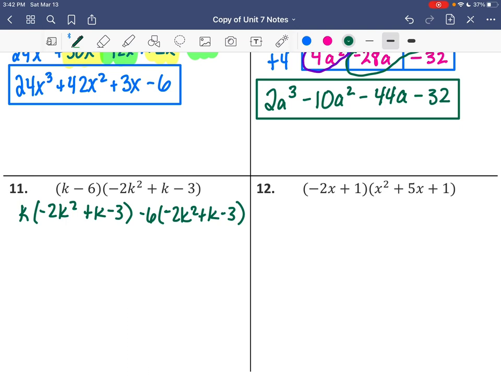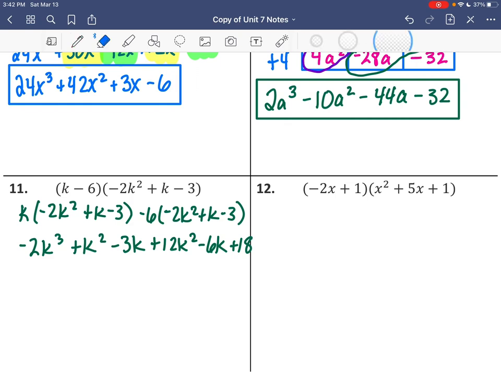All right, so now we're going to distribute the k first. So I have negative 2k to the third plus k squared minus 3k. So I just distributed that k. Everybody got a k. Now I'm going to distribute negative 6. So negative times negative is positive 12k squared. Negative times positive is negative 6k. And then negative times negative is positive 18.